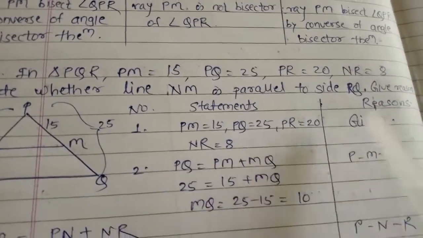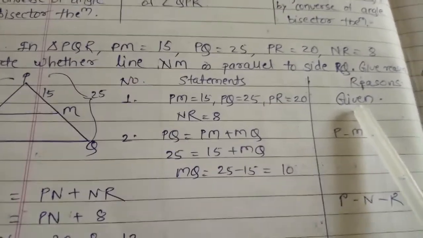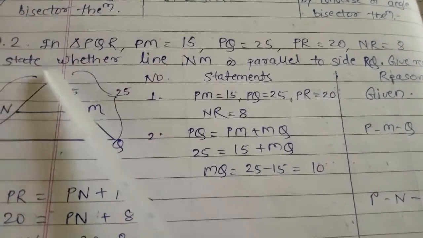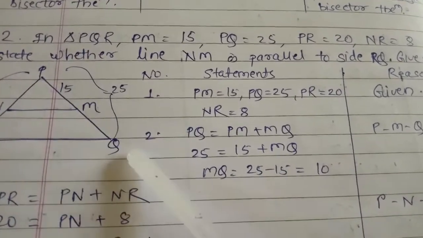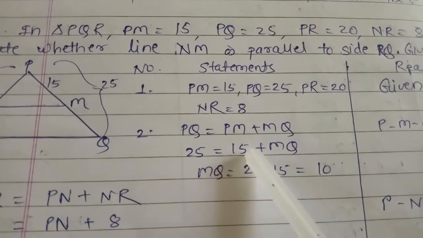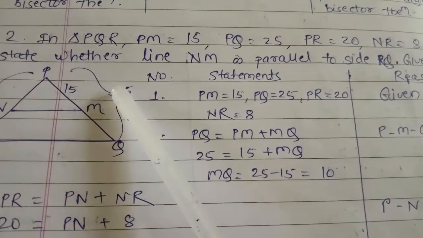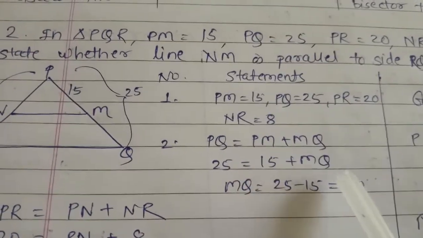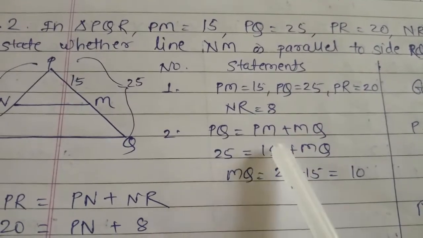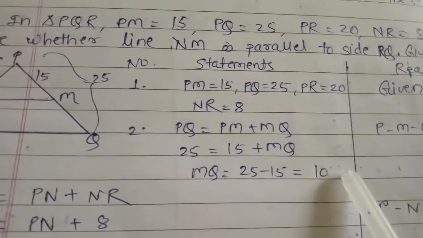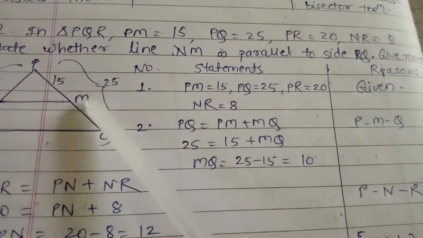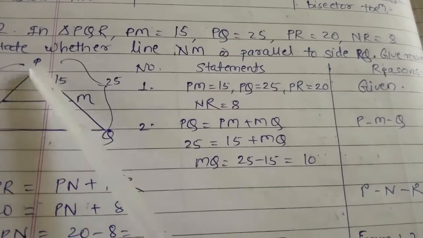So these statements are given, and the reason is given. Now here PQ is made up of PM plus MQ. So we put in these values here. PQ is 25 and PM is 15. So MQ we get as 25 minus 15, so we get 10. The reason is P-M-Q, meaning M is in between P and Q.